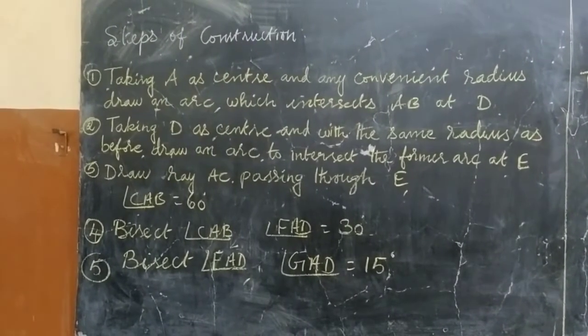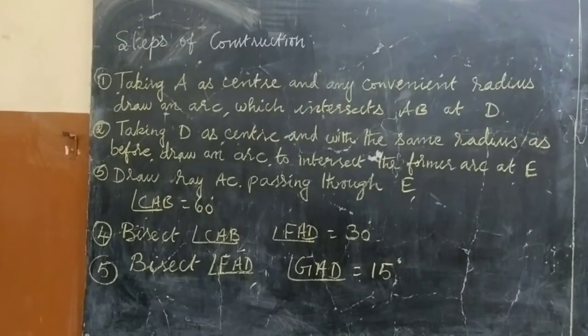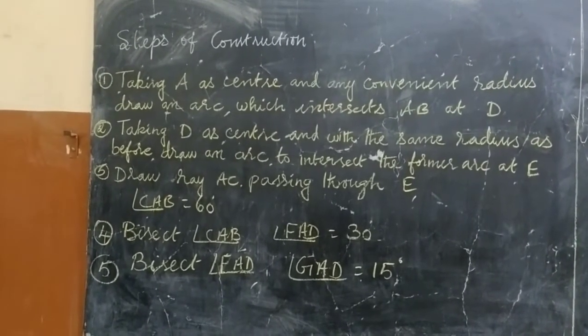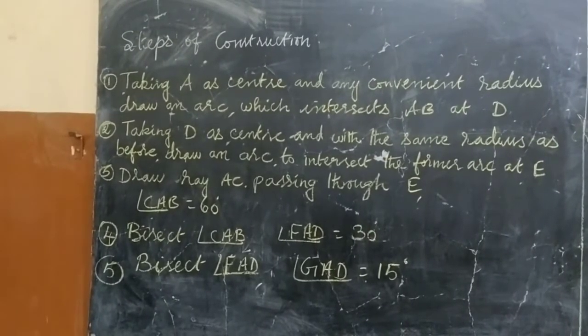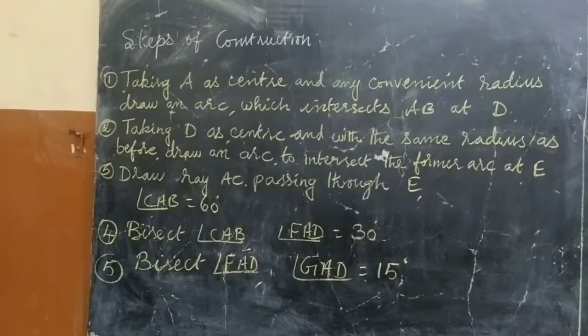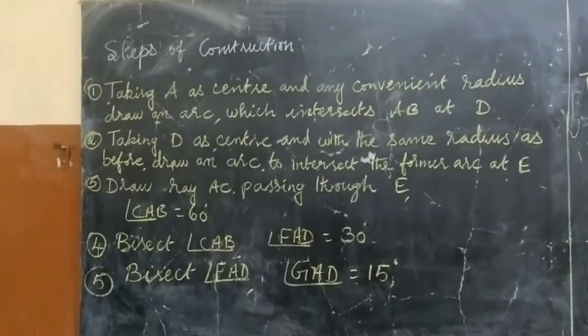And the fourth point is bisect angle CAB. We'll get angle FAD is 30 degree. And the fifth point is bisect angle FAD. GAD is the required angle whose measure is 15 degree.